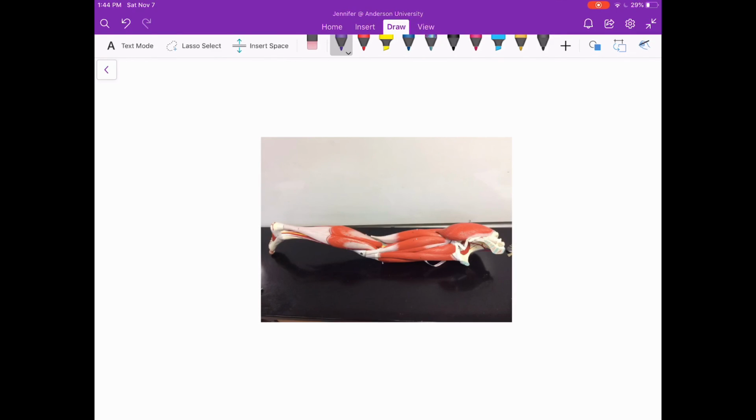Here we have a model, and this is another one of those muscles that I love because it's very easy to identify. It's right there on the back of your lower leg. It's almost kind of shaped like a heart, and the soleus is located underneath the gastrocnemius, so if it was lifted up, you would be able to see the soleus there also.